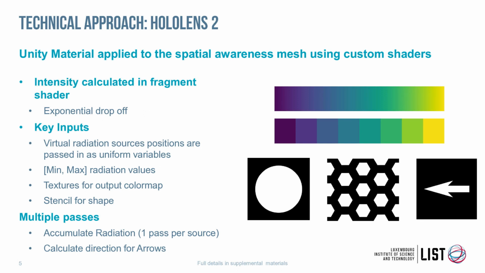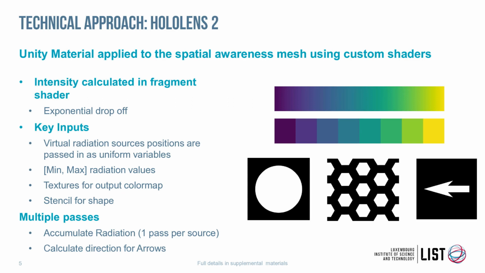Three separate sets of shaders were created. The first for coloring a pixel based on accumulated radiation intensity. The vertex shader is quite simple, while the fragment shader calculates the cumulative radiation at a specific point, using an exponential drop of intensity based on distance, and it then maps it to a color on the input texture.